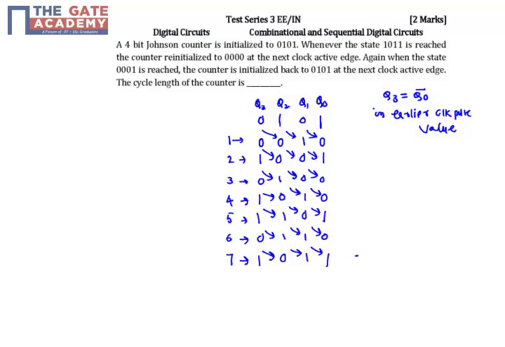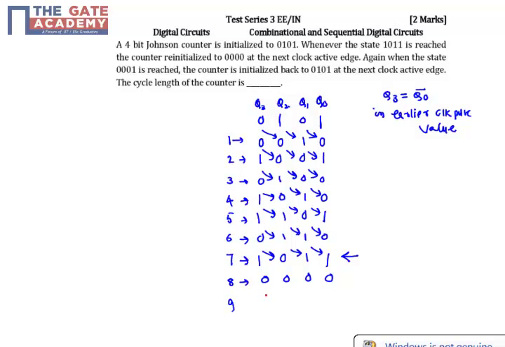Now you see here, this is 1011. Once it reaches 1011, what does it say? The counter is reinitialized to 0. That means in the next clock pulse, it will become all zeros. Until then it will not reinitialize. Once it reaches 1011, it will reinitialize. Then after that, again it will start as usual.